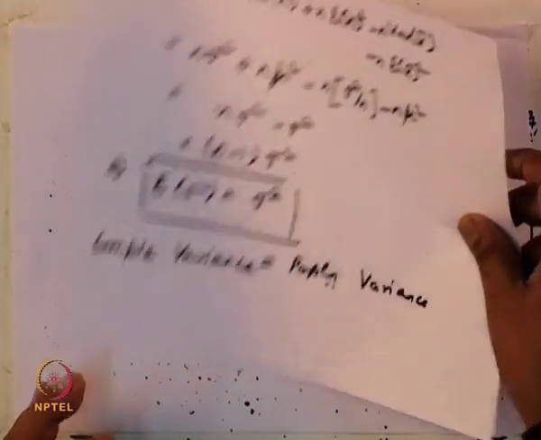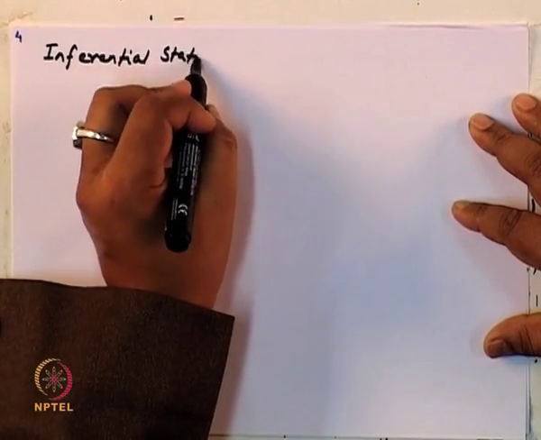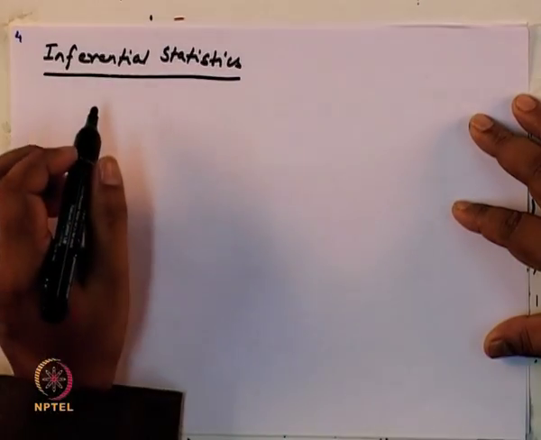Okay. This is another important equation. So coming back to the central limit theorem, where can we make use of it? We come to the idea of inferential statistics. Why is inferential statistics important?